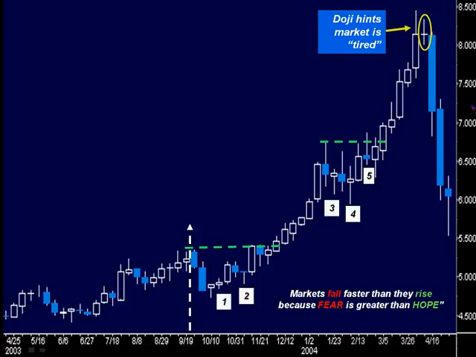So that actually helps you understand why a doji at the top of the market can actually be more powerful than a doji at the bottom of the market, because of the simple emotional fact that markets fall faster than they rise, because fear is greater than hope. And so for that reason, doji patterns that you see at the top of the market can actually be very important, because you tend to get dramatic collapses.